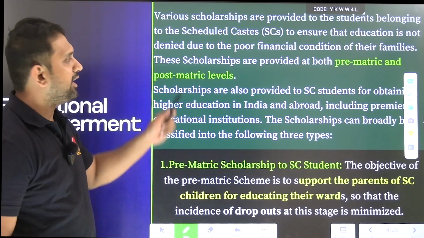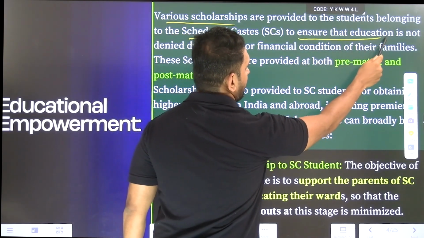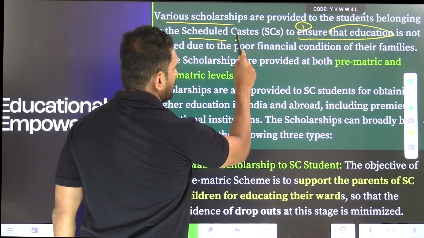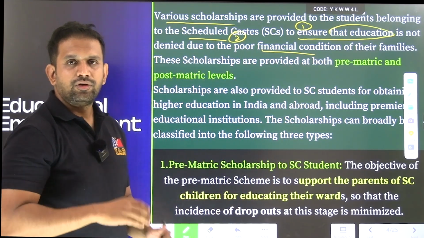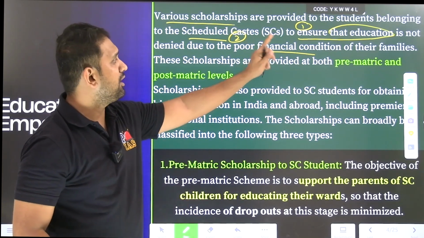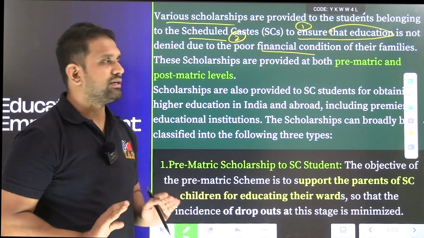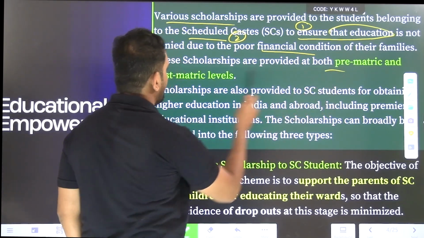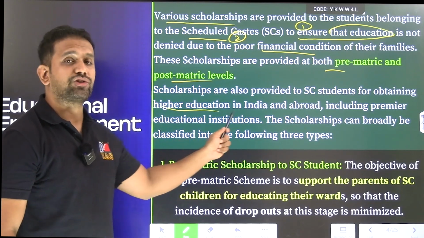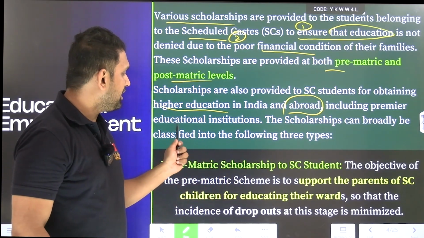Let us start our discussion with education empowerment. As I have already told you, Government of India has launched various scholarships for the students of SC so that their education should not be stopped or halted in between. This is one point. Second point is to reduce the financial burden on their families. So financial assistance, scholarships are given to SC students because of 2 reasons. First of all, they should get the education. Second one is the burden on the parents should be decreased. For that purpose, government initiative, pre-matric and post-matric level scholarships. Scholarships are provided to SC students for obtaining higher education also, as I have already told you, and also for overseas education. And also scholarships are given including premier education institutions.